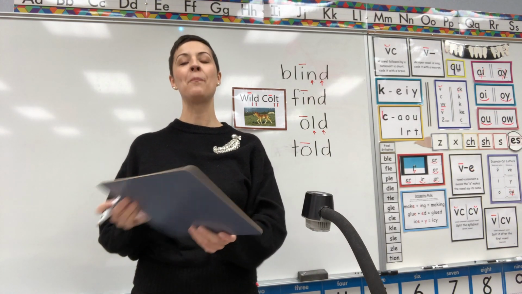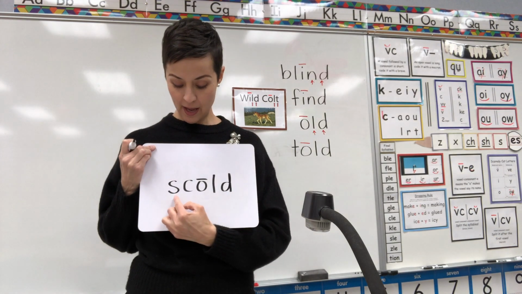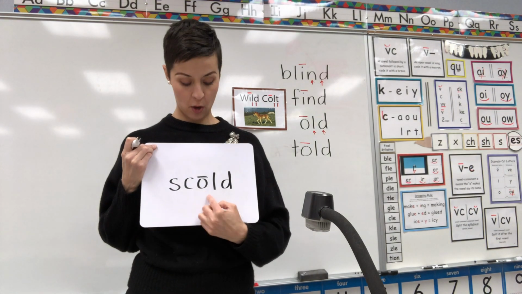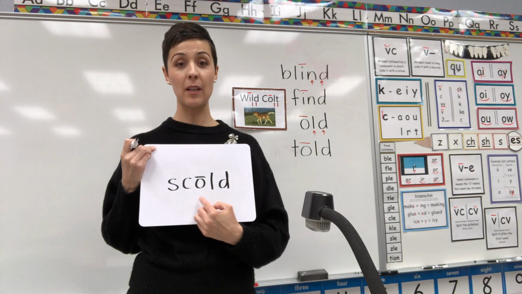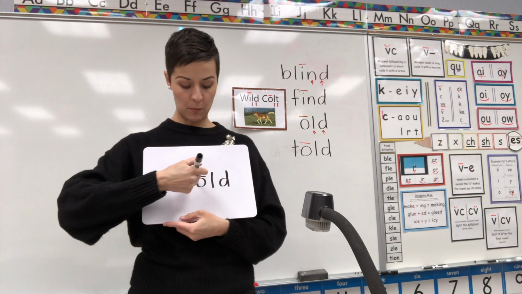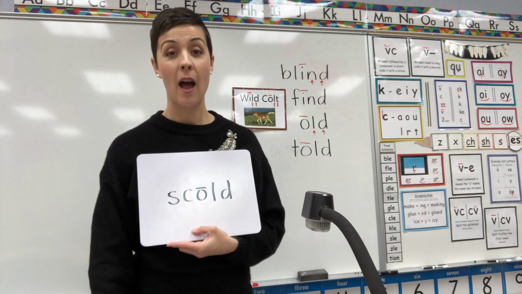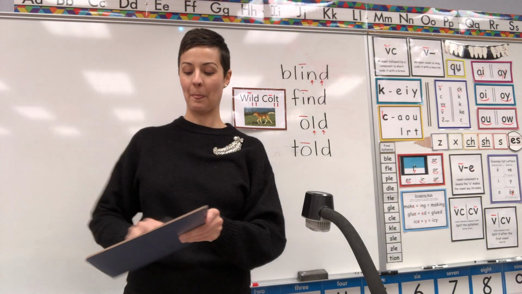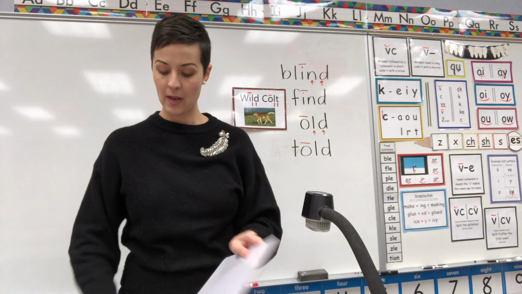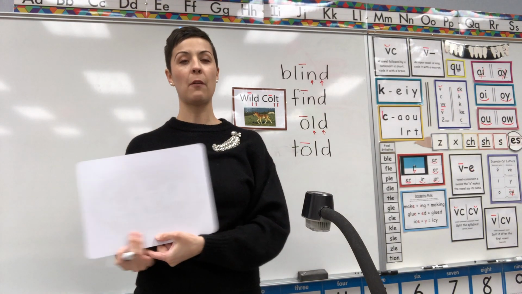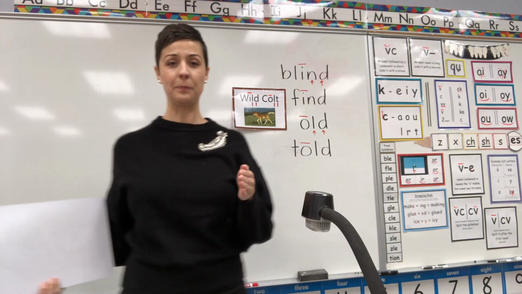Okay, let's check it. Scold should be spelled S-C-O-L-D. We use C in front of O, and of course I put my macron because of those two consonants, L and D, after the O. Erase, erase. Next word has a root word and a suffix, so go ahead and get your choppers out.